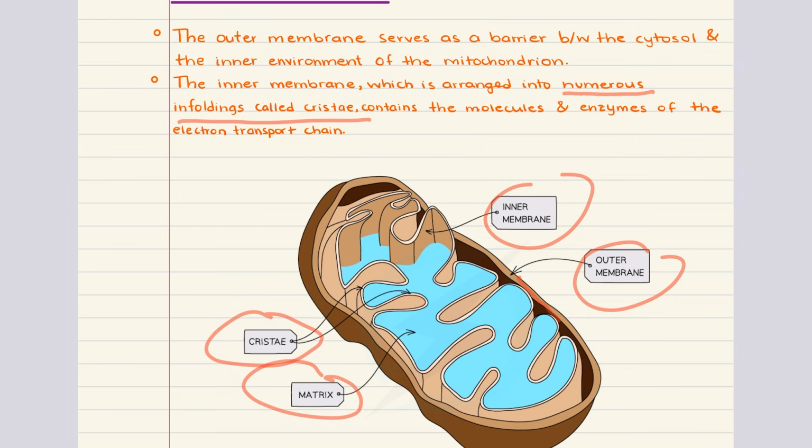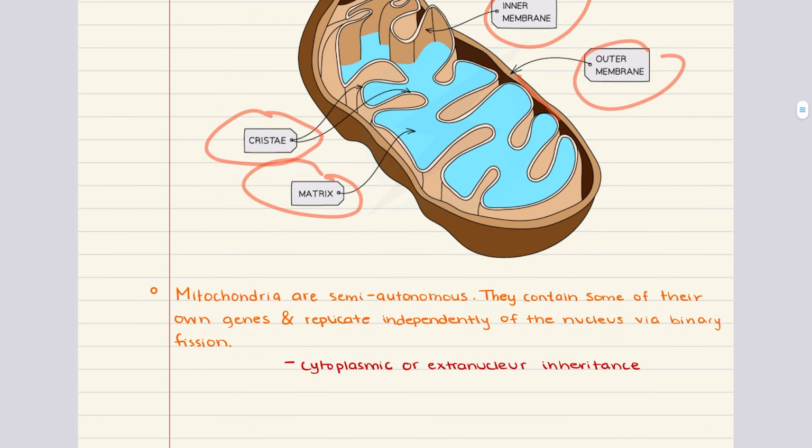What makes mitochondria especially interesting is that they are semi-autonomous. Unlike most other organelles, mitochondria contain their own circular DNA and ribosomes, which allows them to transcribe and translate some of their own proteins. They are able to replicate independently of the nucleus through a process called binary fission. We're going to cover that in a later objective in this chapter.